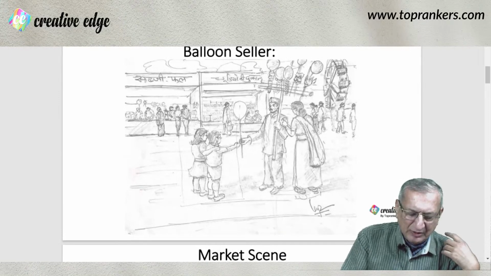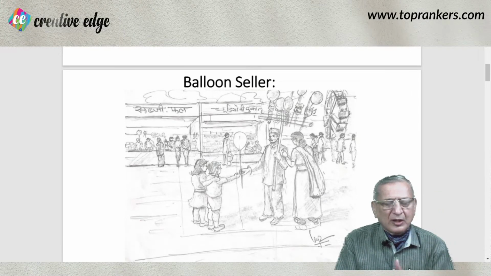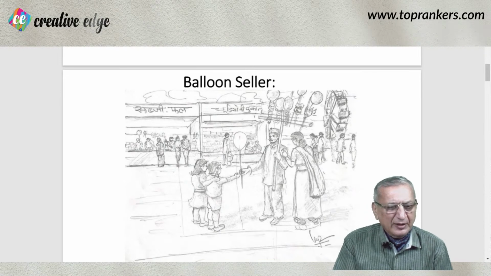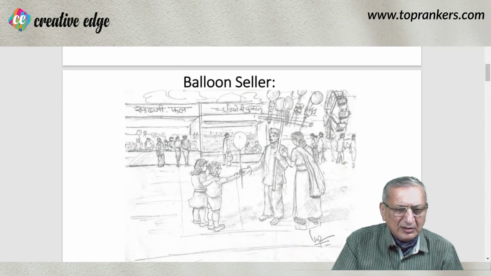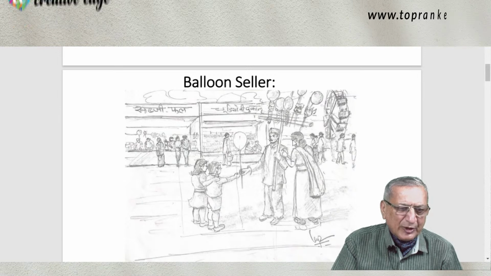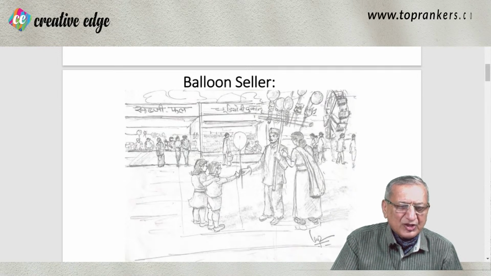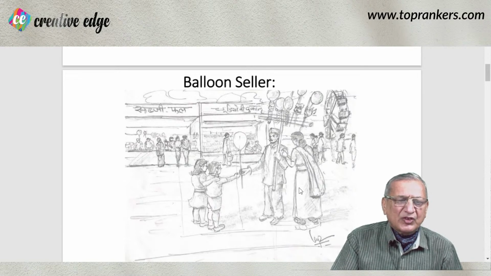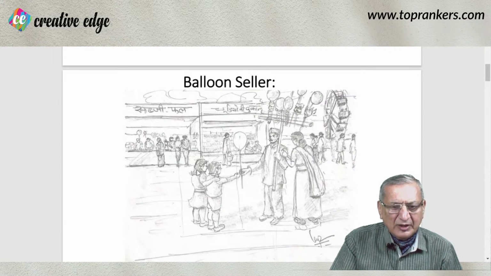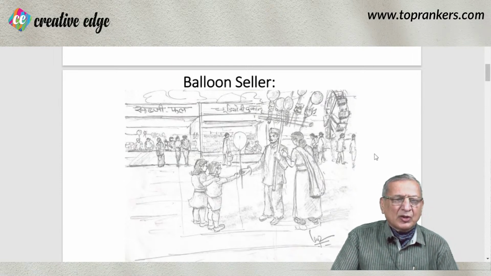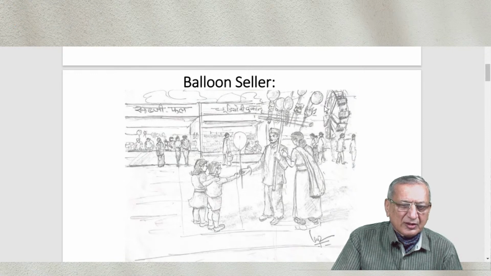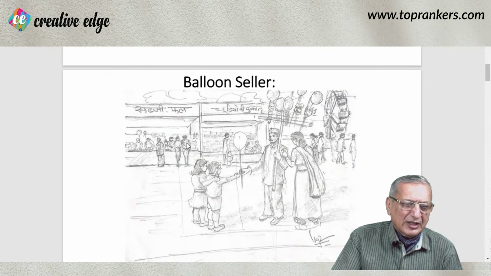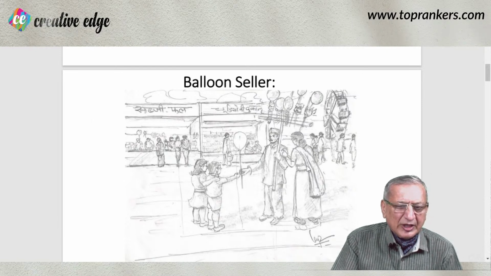Okay, let us get on. I have selected one of my very simple compositions, done more or less with multiple point perspective. The question related to this is how you see a balloon seller, particularly in a village mela. So there is this giant wheel, then there are shops, the bangle shop, the vegetable shop and all that.